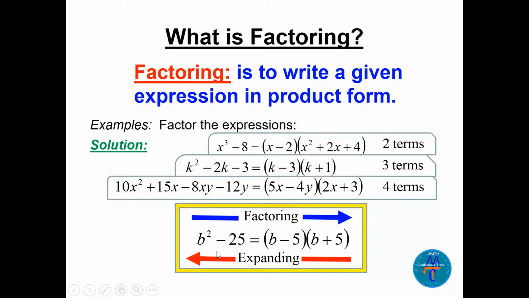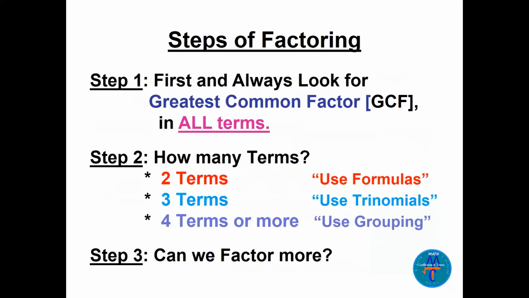We go back. Now the steps of factoring, 3 simple steps you can use always. First, we look for greatest common factor. If there is any GCF in all terms, we take it out. Then we check how many terms. 2 terms, then we go to lecture number 10. 3 terms, we go to lecture number 11. 4 terms or more, we go to lecture number 12, which is this one. And then we ask at the end, can we factor more so that we can finish the whole question completely?